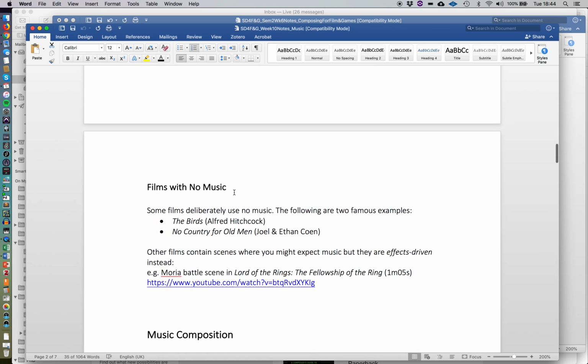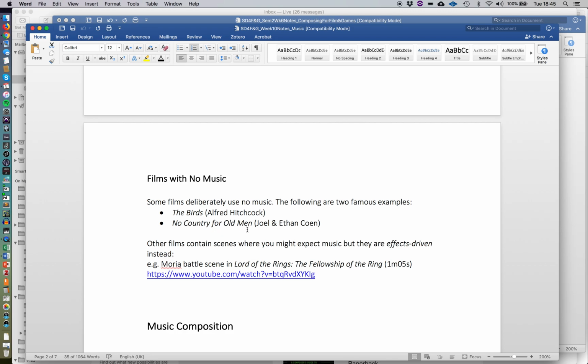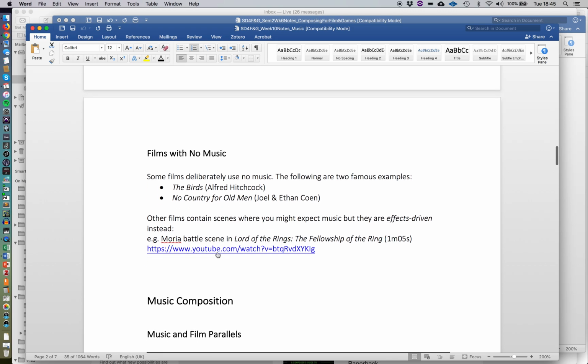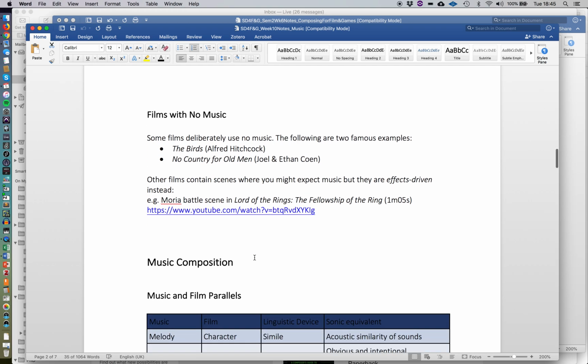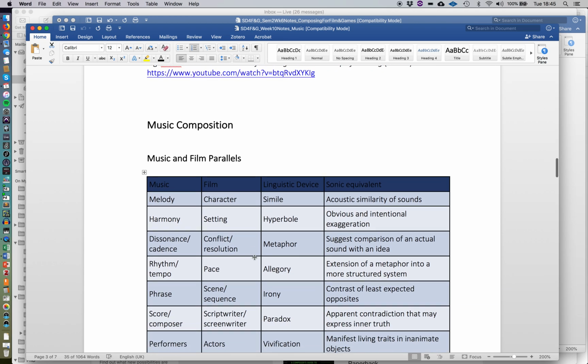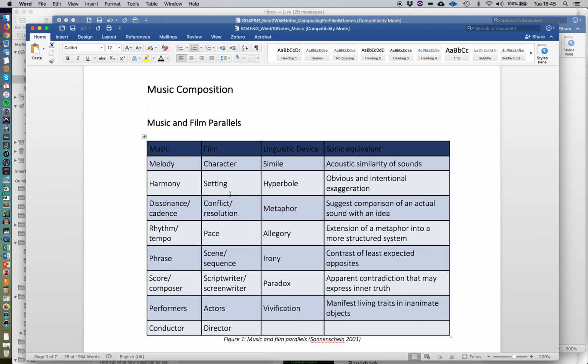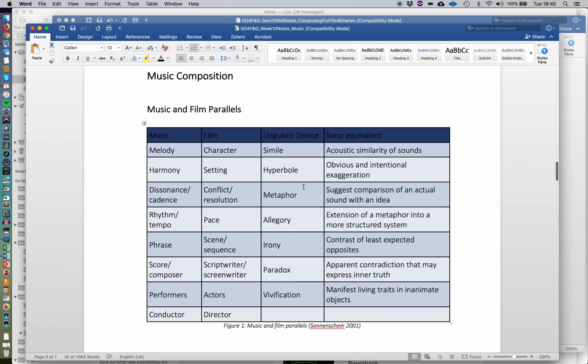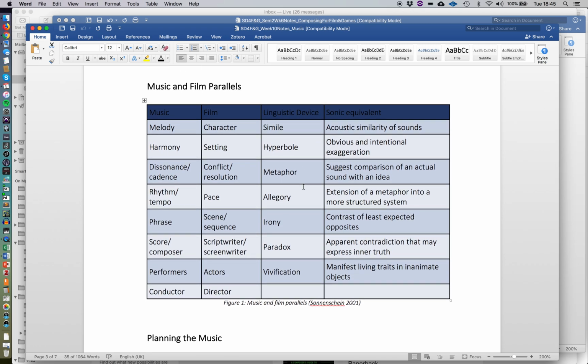Okay, we looked at films with no music, such as The Birds and No Country for Old Men, and a particular scene in Lord of the Rings where the music just stops and the sound effects take over. There's then some techniques for music composition that start by looking at various parallels between music and film generally. So music, melody is similar to the character, harmony is similar to the setting. So this is taken from the Sonnenschein book, Sonnenschein's sound design.